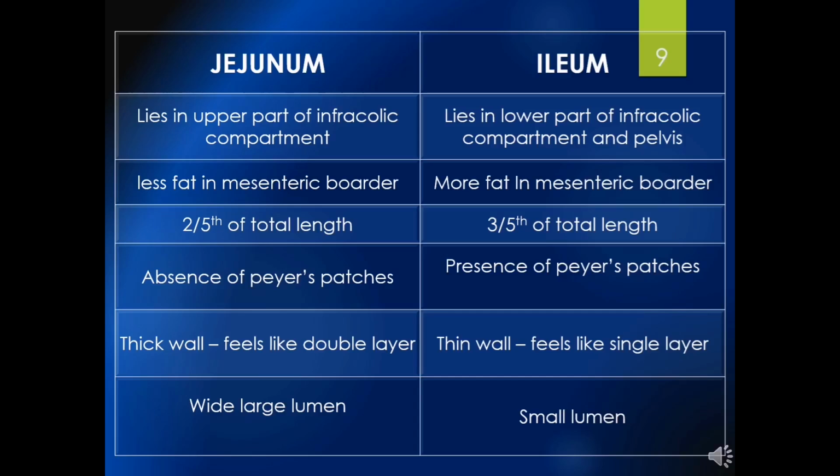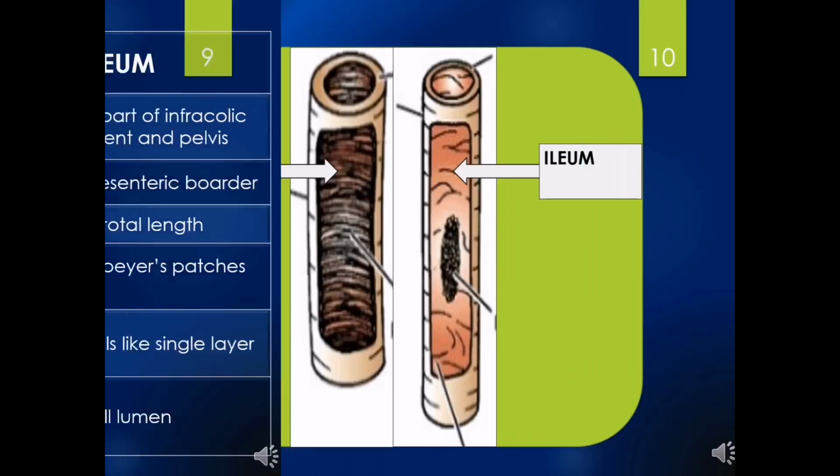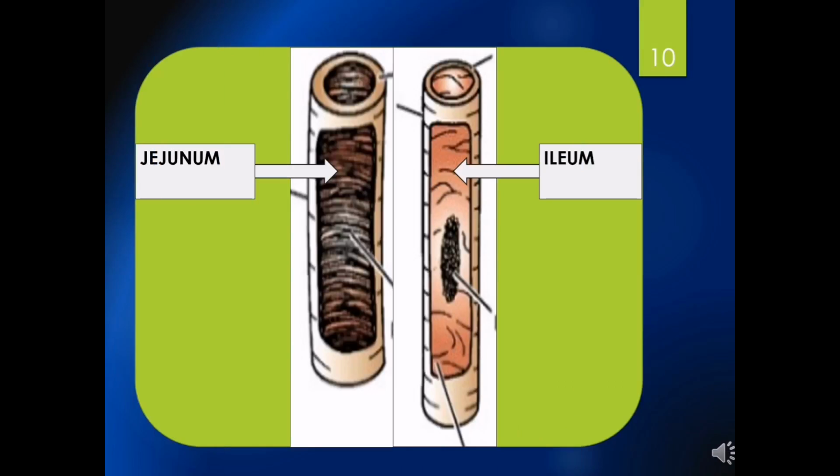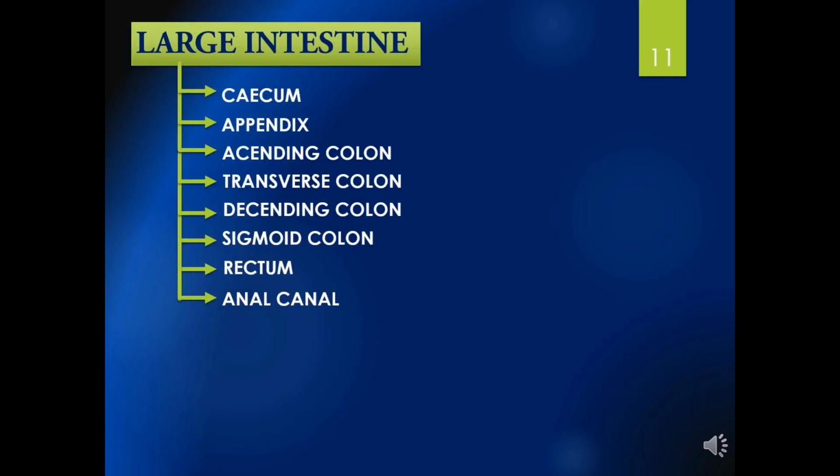Jejunum has a thick wall which feels like a double layer, but ileum has a thin wall which feels like a single layer. Jejunum has a wider, larger lumen than ileum. In this picture, you can clearly see the thick wall and the large lumen of jejunum, and also the thin wall and the small lumen of the ileum. That's all about small intestine. Now we can move to the large intestine.